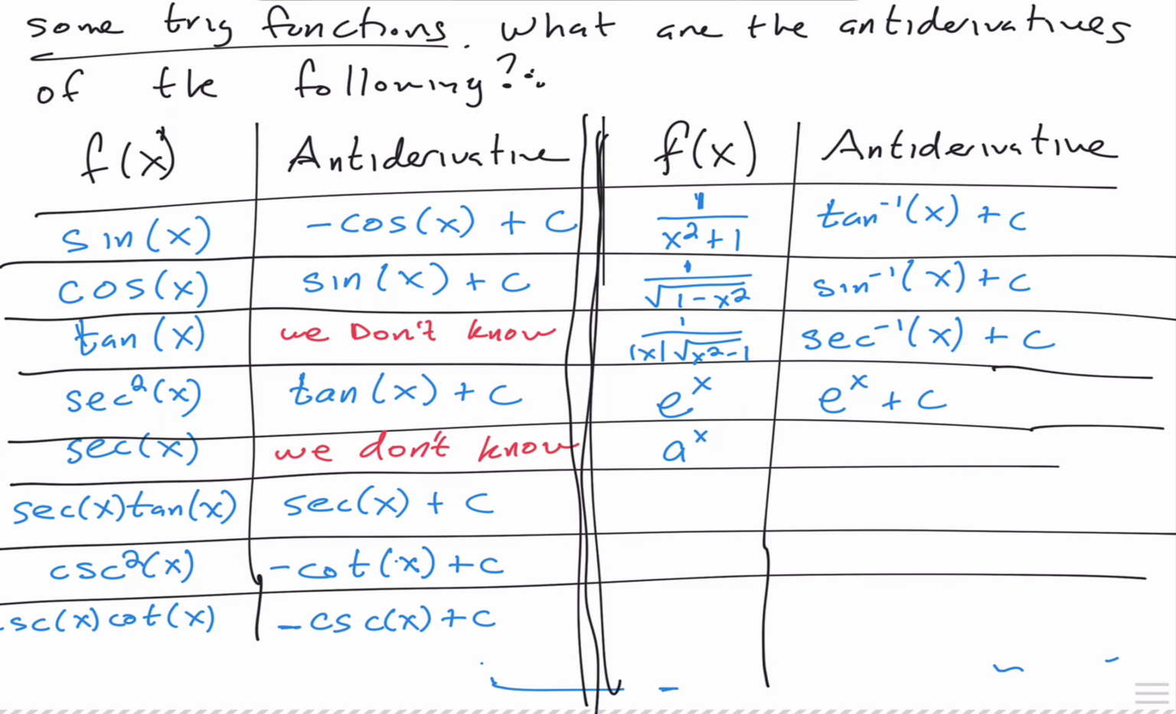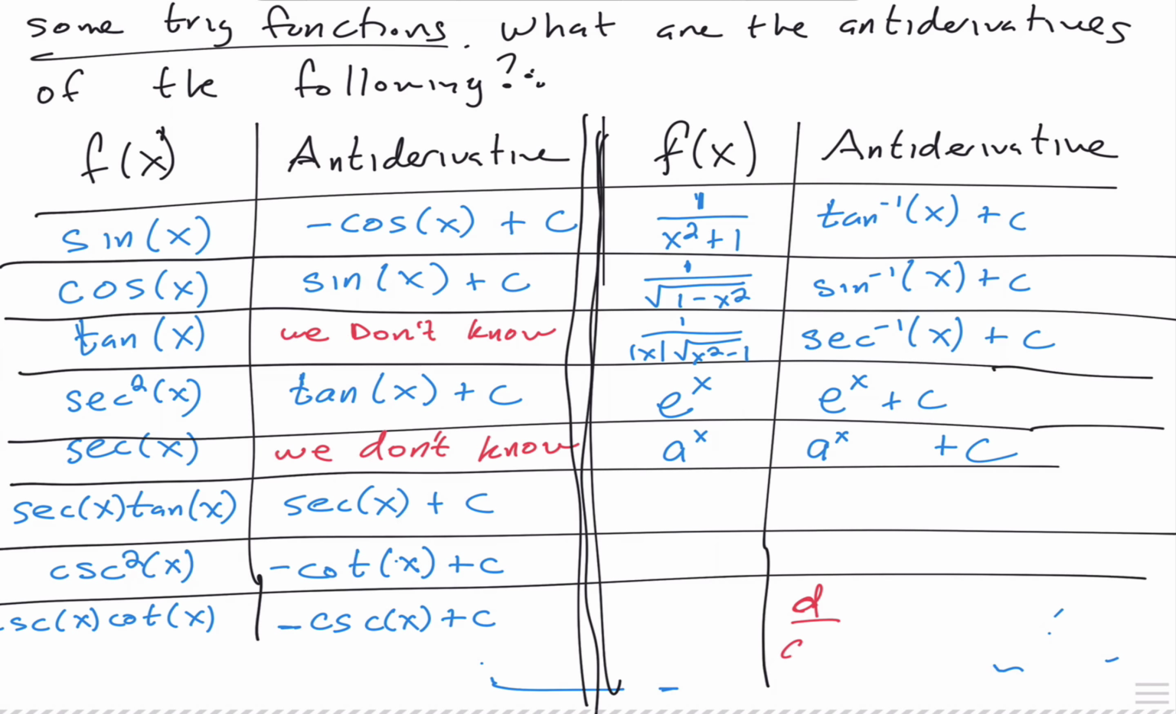What do you say? We're going to have an a to the x, for sure. Close. Because remember, the derivative of a to the x is a to the x times ln of a, right? Ln of a is a constant. So if you're getting the antiderivative, well, yeah, you're going to have a plus c. But you're missing something. You are missing an ln of a. But the question is, where is it?